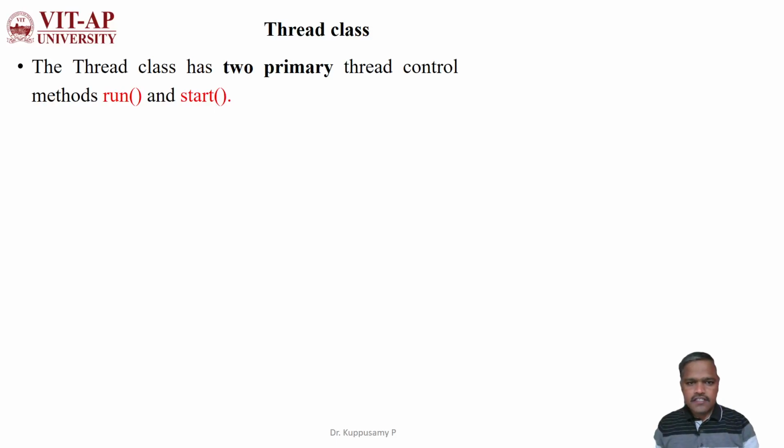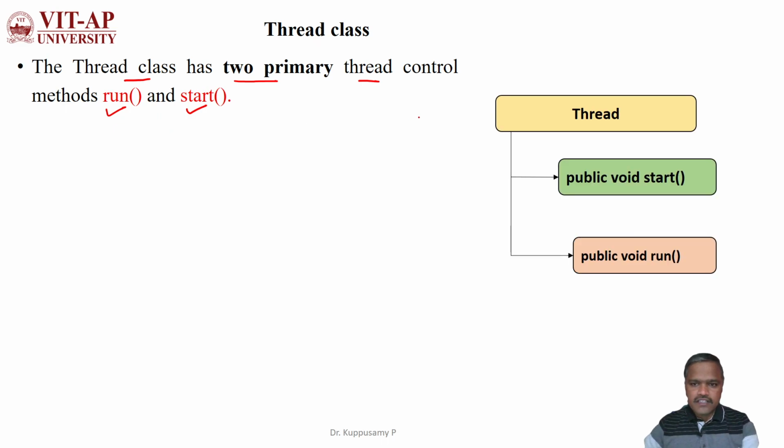Hi, in this session we will discuss the thread class in multi-threaded programming. The thread class has two primary thread control methods, the run method and the start method. For example, the structure is given here. This is the thread class, which has a start method and a run method.